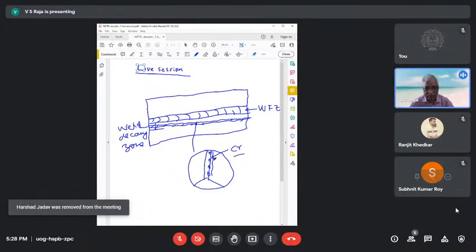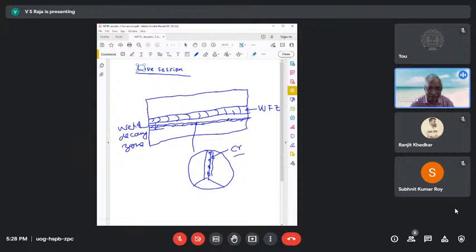Okay, this chromium depletion causes the attack. So the heat affected zone essentially depends upon the composition of the metal. Whatever you weld here, this composition has no role to play. If I choose a different filler wire here, the corrosion of this zone may change, but the corrosion of this will not change.